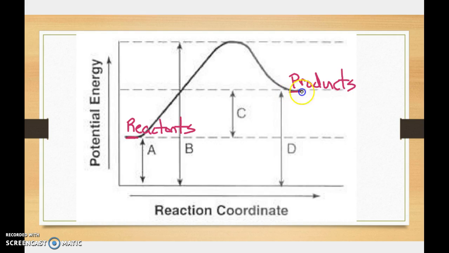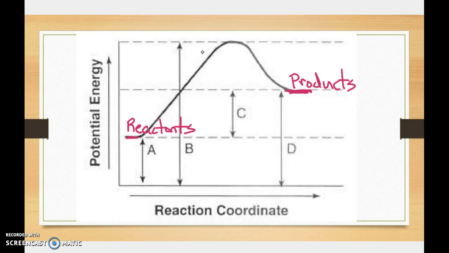So that means D in this case, going from the bottom to this line here, is the enthalpy of your products, or the amount of energy your products have. Okay, and all our graphs are going to look the same, where they're going to end up having this hump in the middle of the graph.